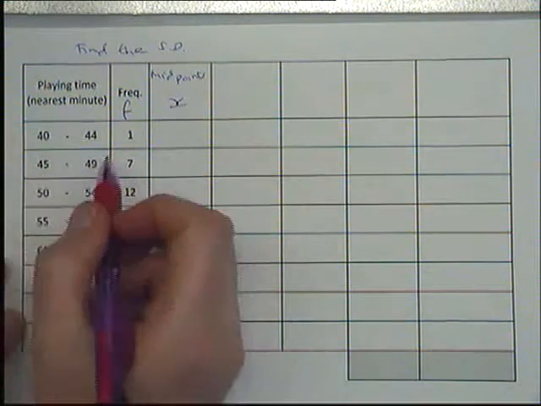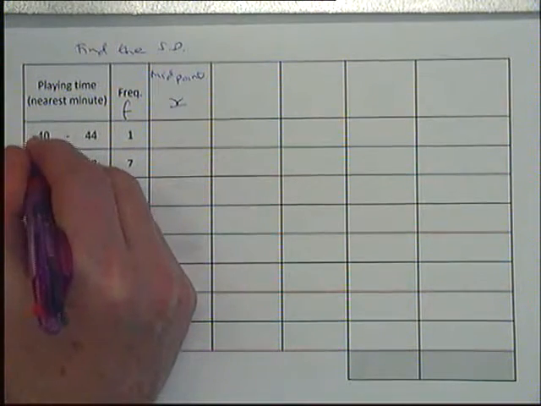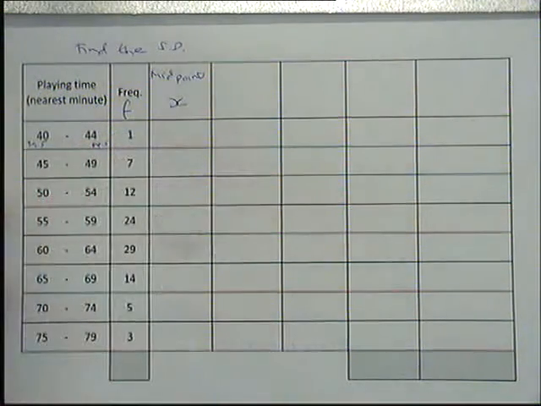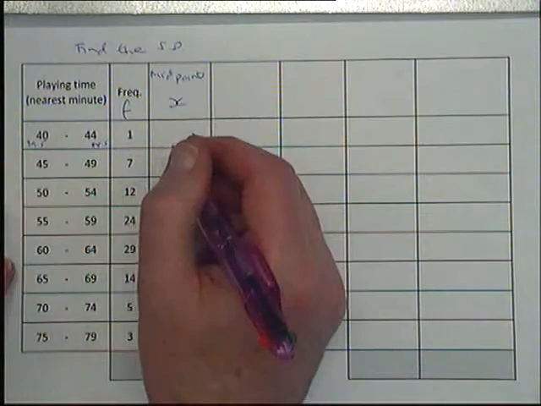Is that the upper and lower class boundaries? Yeah. One of those was right, one of them wasn't. 39.5. Yeah. That's going from 39.5 to 44.5. So, what's the midpoint? 2.5.